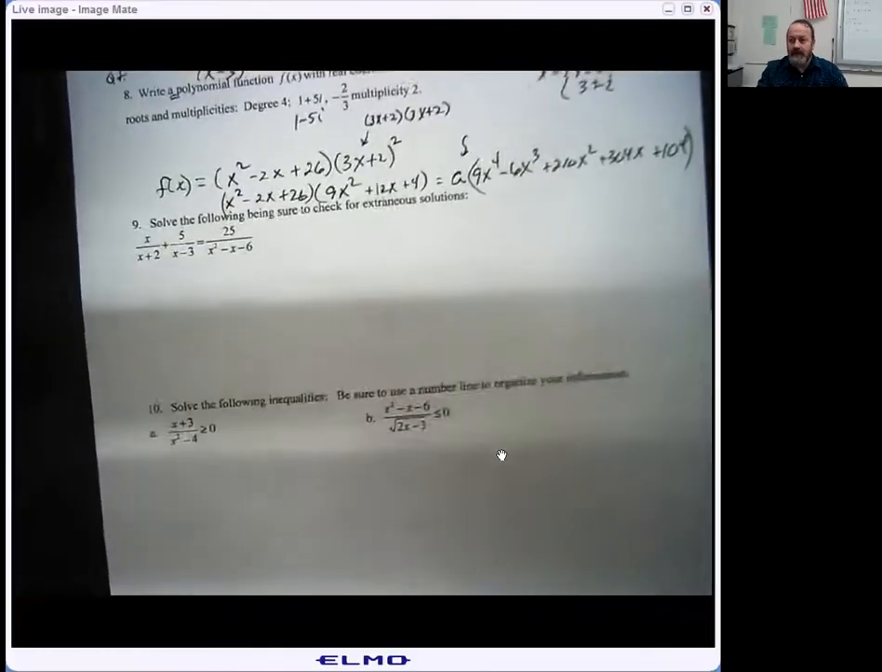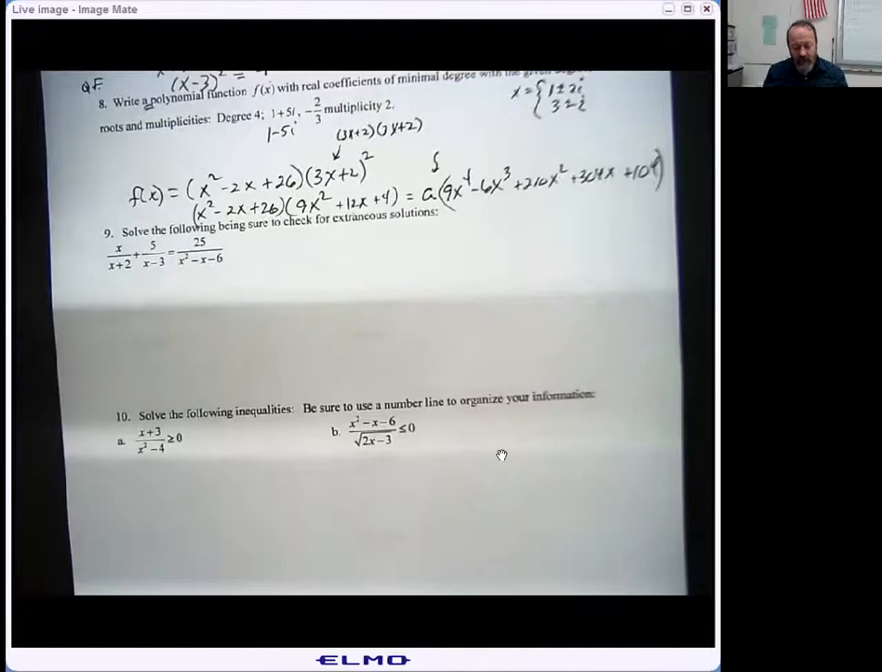Okay, so let's take a look at the next little set. I'm planning on taking a look at probably numbers 9, 10, and 11 on this particular section. And these are solving problems that are rational equations and rational inequalities. So let's see what happens here.